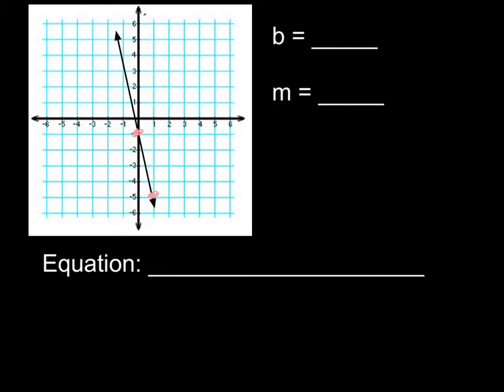Okay, to find our y-intercept first, this point I've already marked for you where it crosses the y-axis. It crosses the y-axis at -1. And now to find the slope, I'm going to draw my triangle and do rise over run. My rise is 1, 2, 3, 4.